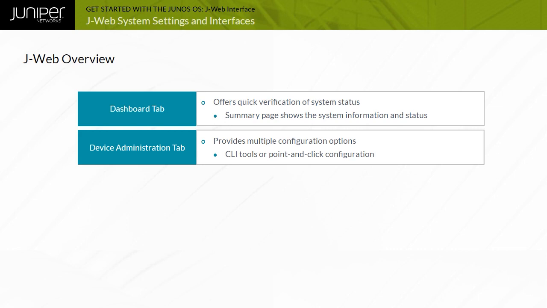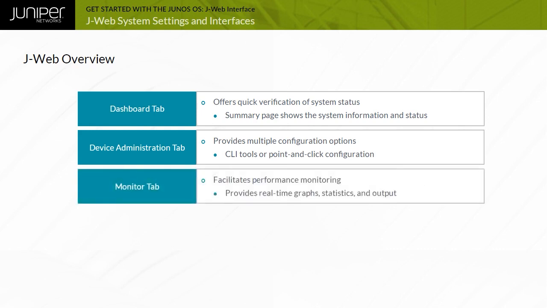The Device Administration tab provides standard network tools, such as ping and traceroute, to assess network issues quickly. You can also use the Device Administration tab to perform software upgrades and file system maintenance efficiently. The Monitor tab enables you to view the interface's details and logs. You can view most details related to the show commands of the CLI in JWeb using a point-and-click approach.